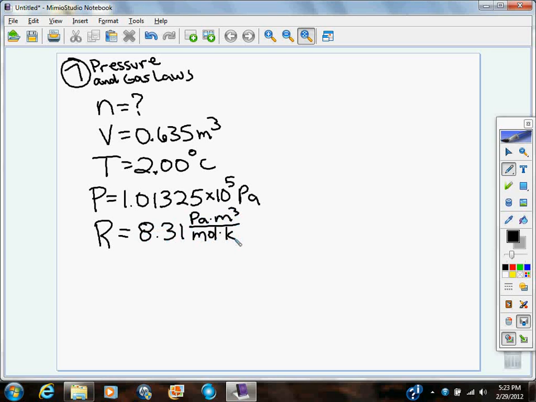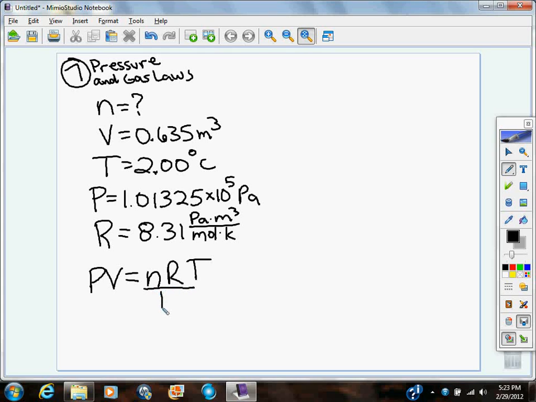So in this one, we have conditions that are not changing. So the formula we would like to use for this should be PV equals nRT. Remember, if conditions were changing and we had different volumes or pressures, we would use the combined gas law. But in this case, nothing's changing. We just want to know how many moles of air are inside the fridge.